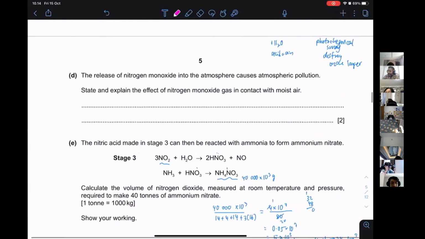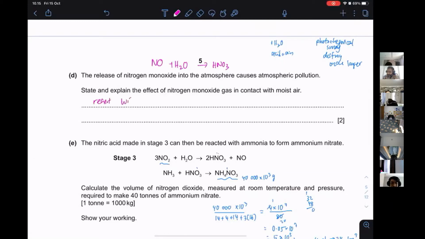Okay, the next part. Now, the release of nitrogen monoxide into the atmosphere causes atmospheric pollution. State and explain the effect of nitrogen monoxide gas in contact with moist air. Moist air means it contains H2O, so it can give you acid rain, it will give you HNO3. So write down they will react with water to form acid rain. For the effect, you can write that this acid rain will destroy buildings and so on.